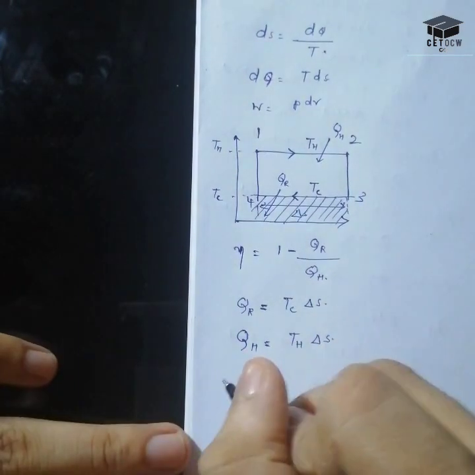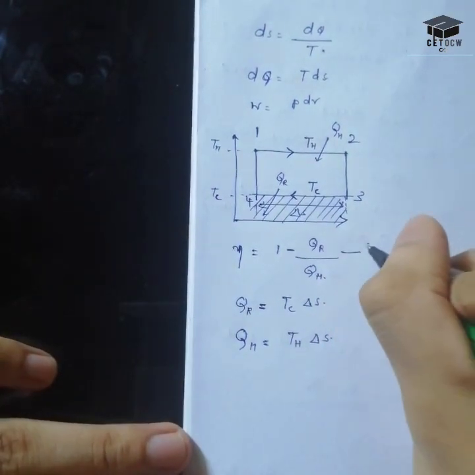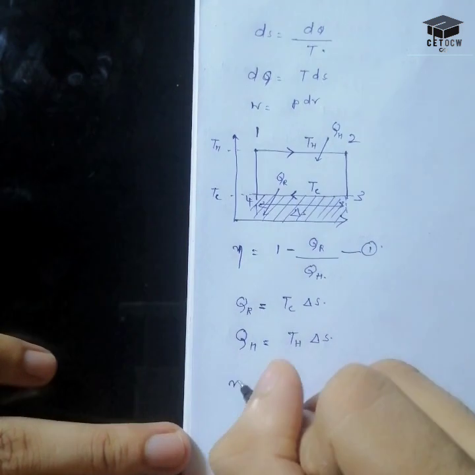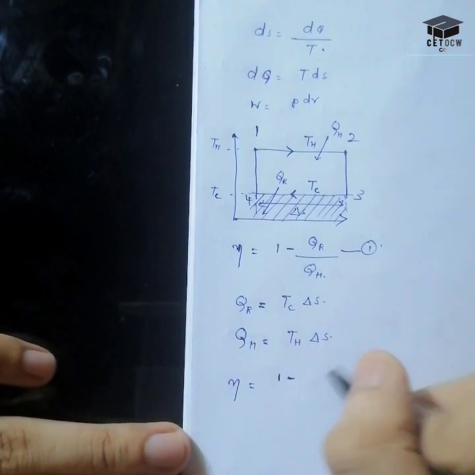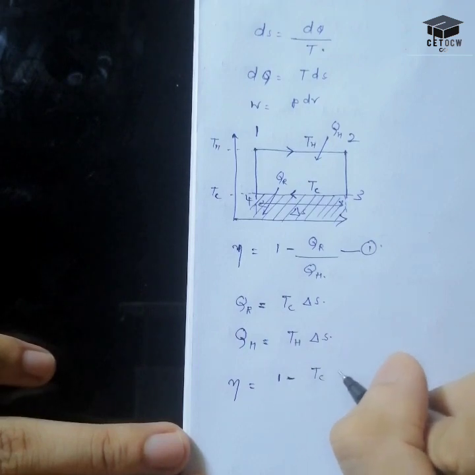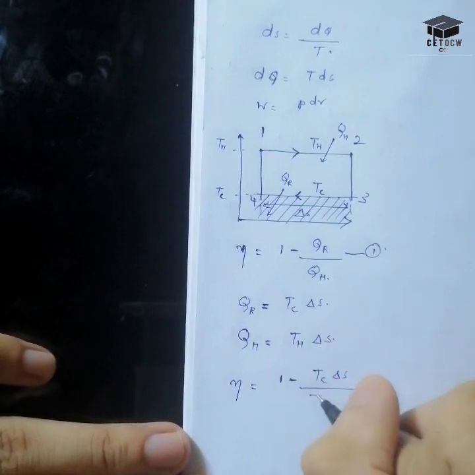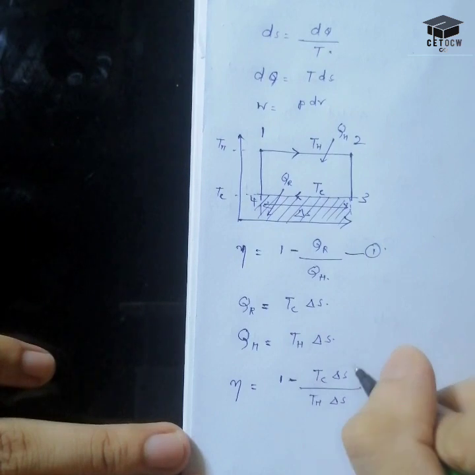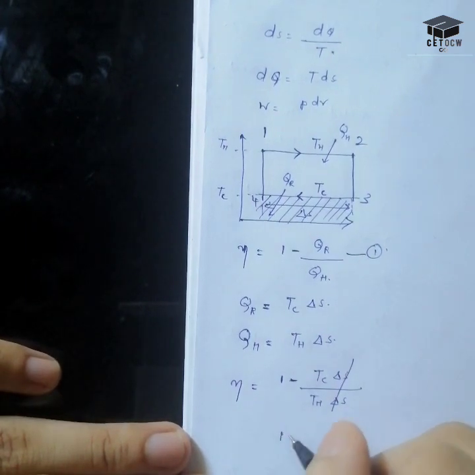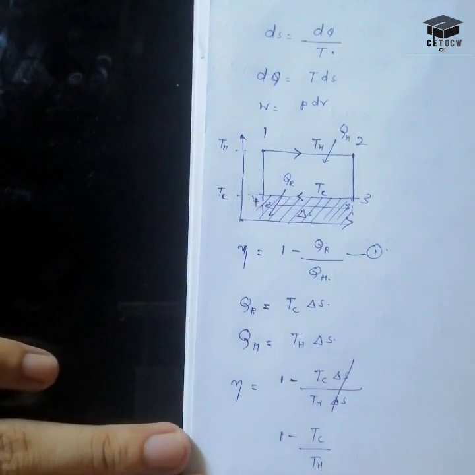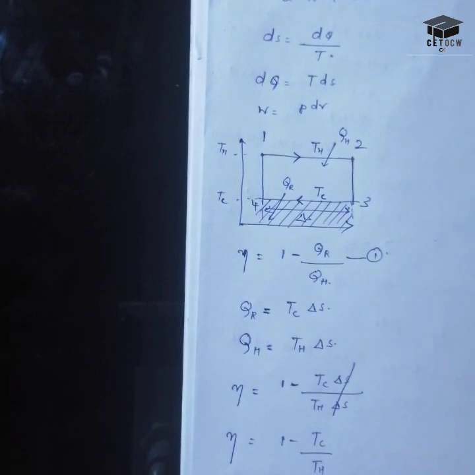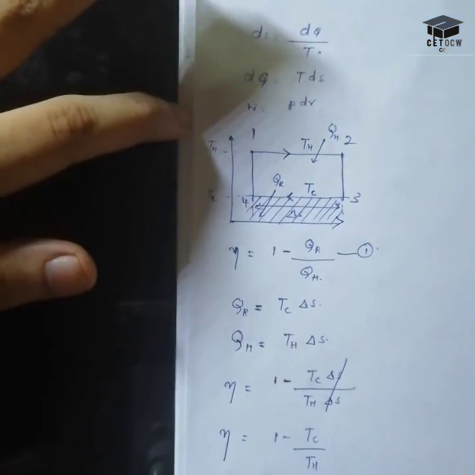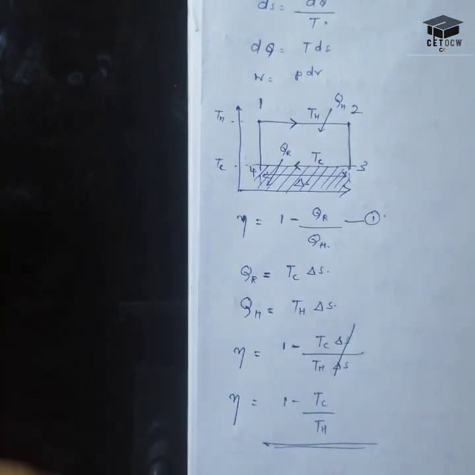So we can substitute in equation number 1. We will get eta is equal to 1 minus Tc into delta S by Th into delta S. This delta S will cancel out. This is 1 minus Tc by Th. This is the equation for efficiency for a Carnot cycle.